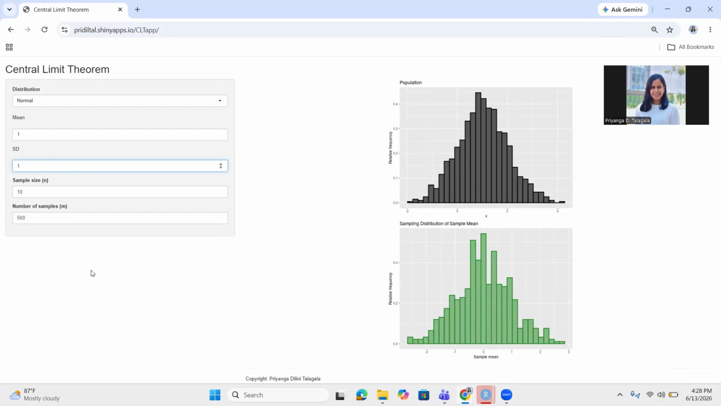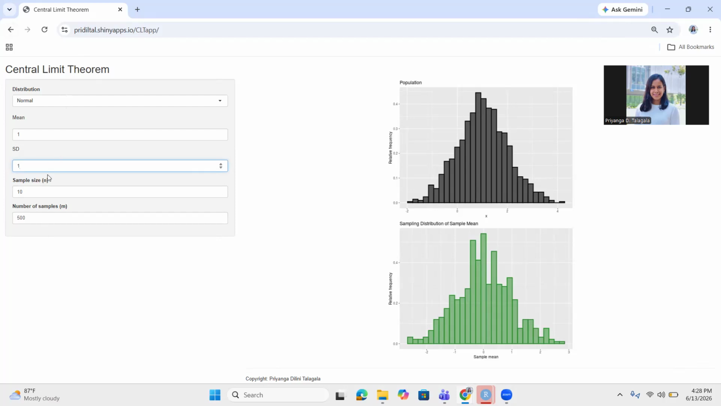Now, let me explain the motivation behind this application. In many real-world situations, data do not follow a normal distribution. They may be skewed, discrete, or even highly irregular. However, when we repeatedly take samples and compute their means, a remarkable pattern emerges. The sampling distribution of the mean becomes approximately normal. This is exactly what we explore in this simulation.